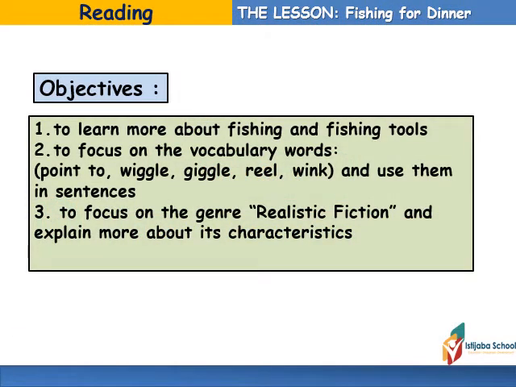What are the objectives of this lesson? To learn more about fishing and fishing tools, to focus on the vocabulary words, point to, wiggle, giggle, reel, wink, and use them in sentences, to focus on the genre realistic fiction and explain more about its characteristics.